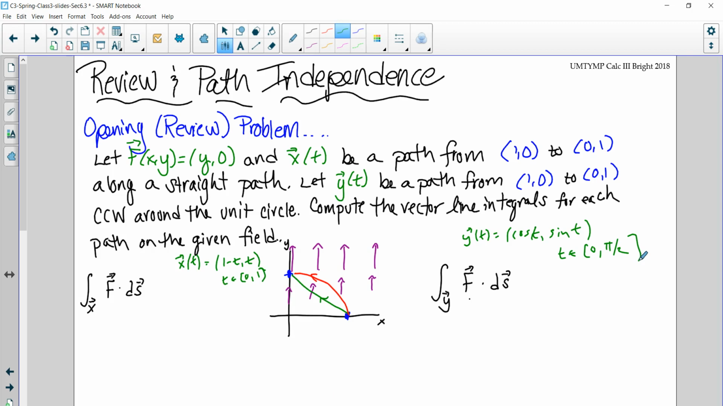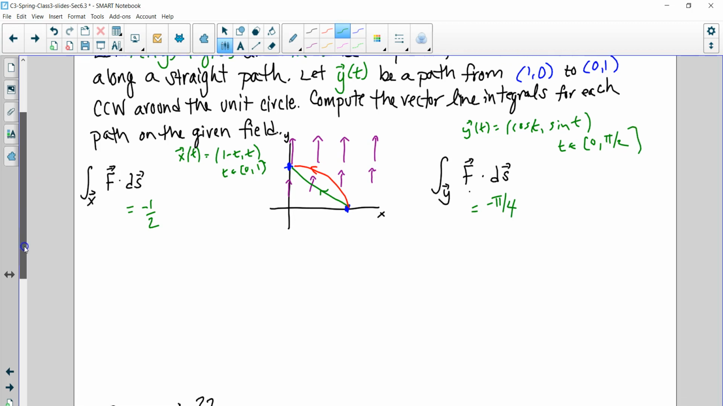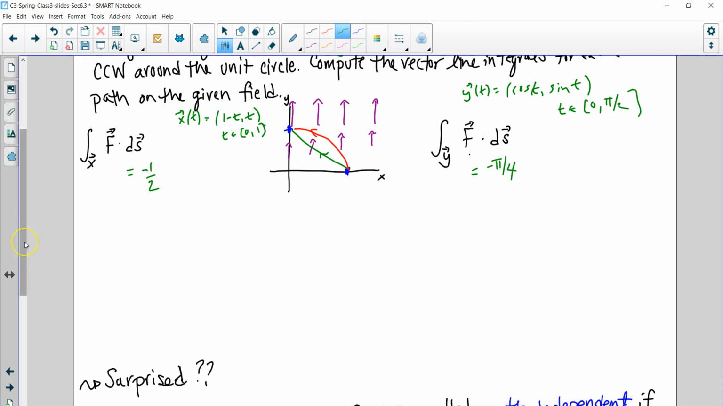Okay, well, if you did this, then you should have gotten, let's see, I got negative 1/2 for the vector line integral along x under the field, and then for y, I ended up getting negative pi over 4. Okay, so last week, we remember this little tidbit about, okay, well, if you have vector line integrals over a path with the same starting and end point, they should be the same, right? So we are maybe just a little surprised.